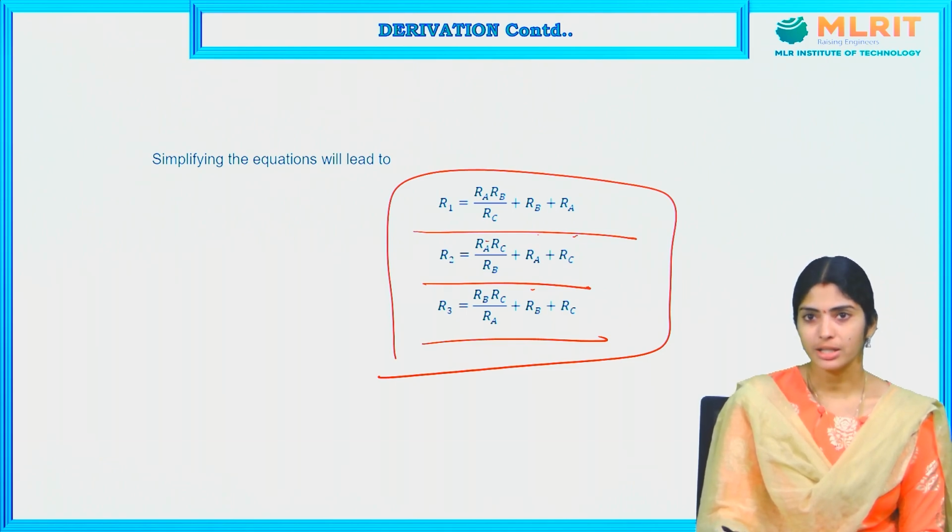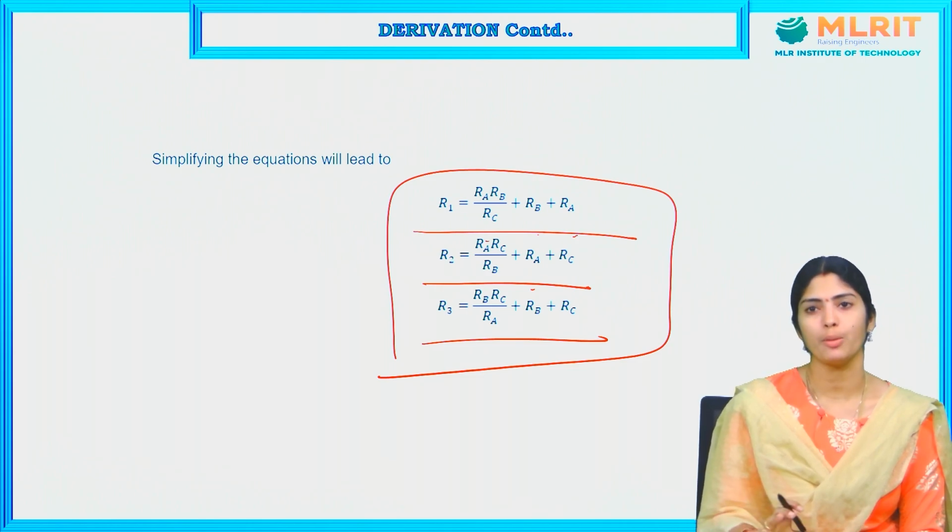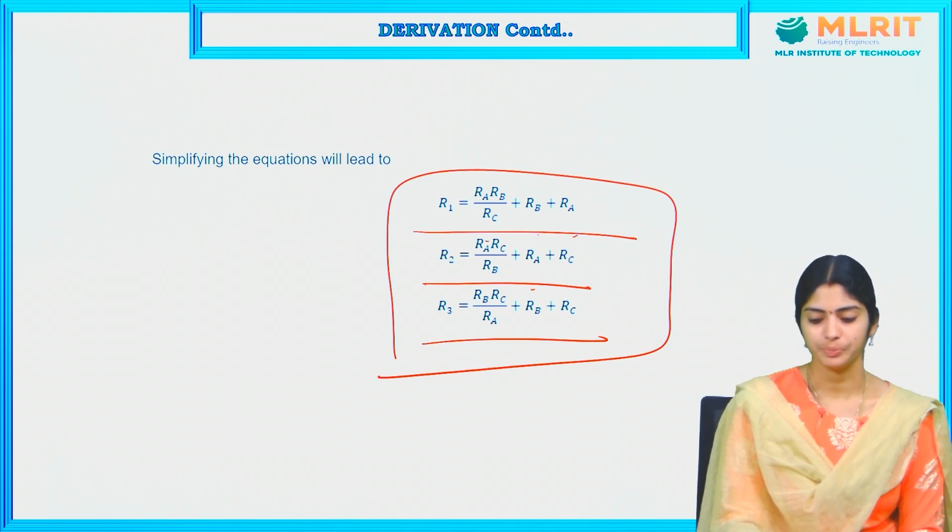If we are given very big circuits and try to sort them out using super mesh, super node and so on, it becomes a complex problem. So by using these star to delta and delta to star transformations, it can be easily solved. Thank you.